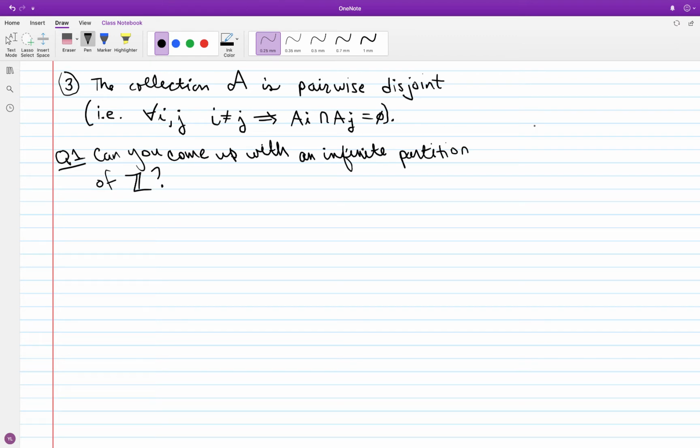But is there any way to take the integers and split it into infinitely many pieces, hence creating a collection curly A that has infinitely many sets in it? So pause the video and see if you can do that. Okay, here's one potential answer.